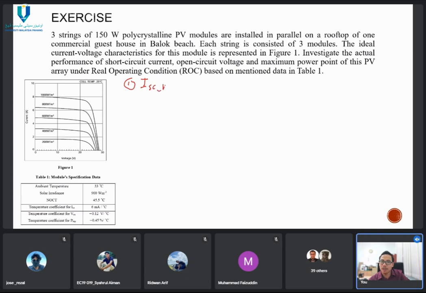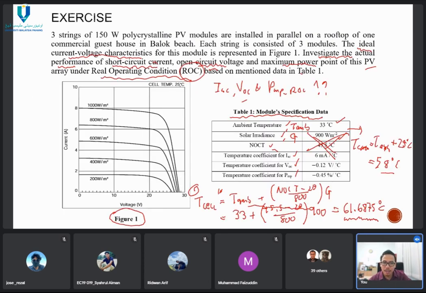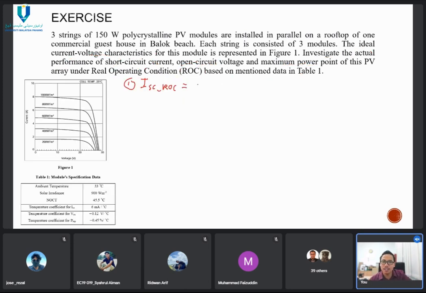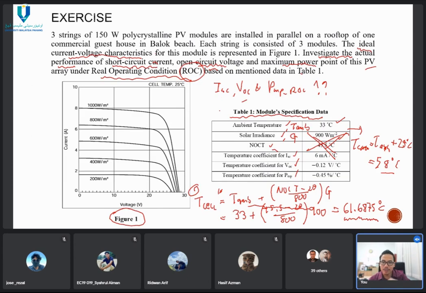When I start to calculate the ISC, ROC, we know already the equation, and first of all is the ISC, STC. Then blah blah blah after that. Means the first value that we need to know is ISC, STC. Ni besar sikit lah figure dia. What is the value of ISC, STC?